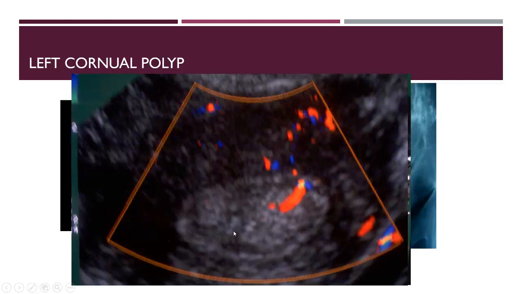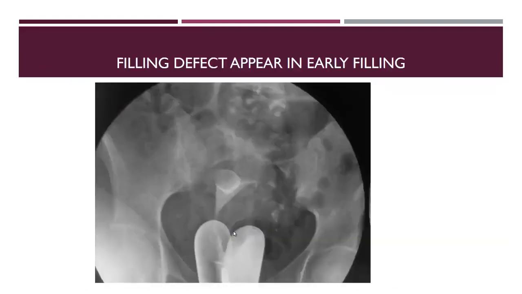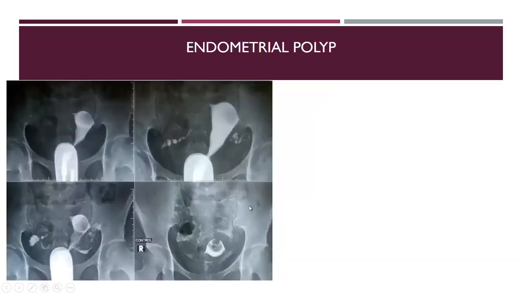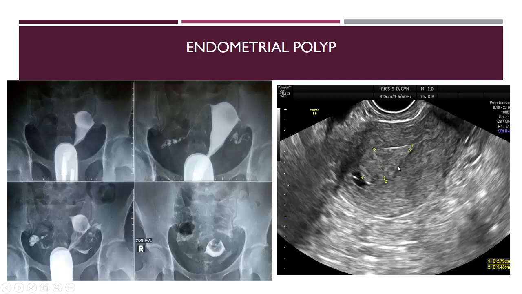So on any filling defect, please put the ultrasound probe in order to see what this defect is. Another filling defect: the filling defect usually appears better in the early filling of the uterine cavity. This is early filling of the uterine cavity, and this is the filling defect seen. On opacifying more of the uterine cavity, it starts to be obscured. But in the late film, it is also apparent here. So this is an endometrial polyp. This is a large endometrial polyp.